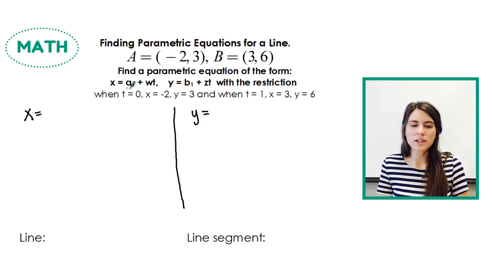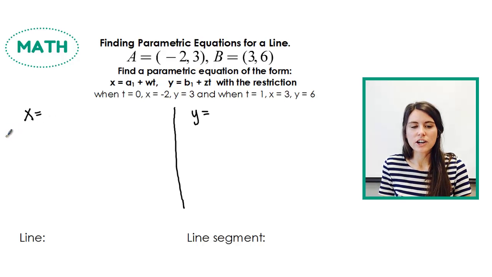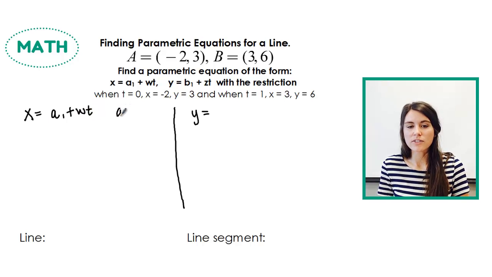Now this is a1 for x, and I'm going to write this down. I'm just going to write down all the information I need so that I'm not confused going back and forth. I need to figure out in my equation, which is a1 plus wt, so I need to find a1 and I need to find w. And I need to know these facts. When t is 0, my x is supposed to be -2, and when t is 1, my x is supposed to be 3. And I got those from these equations.